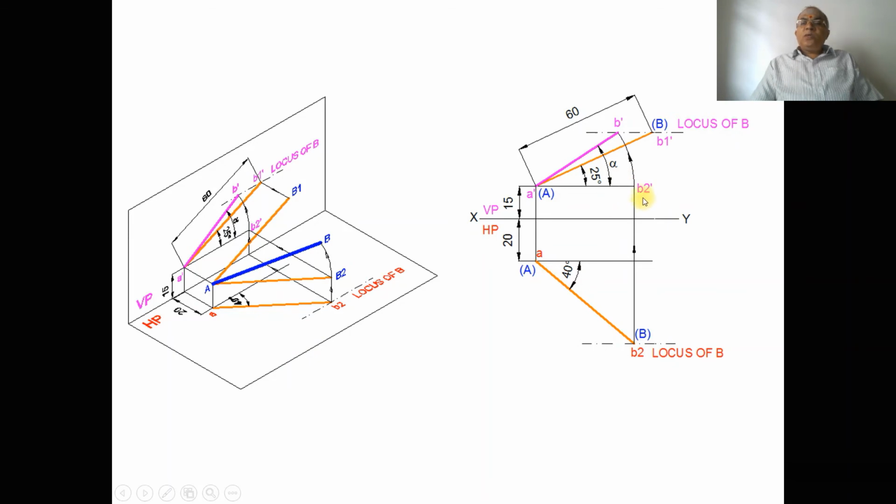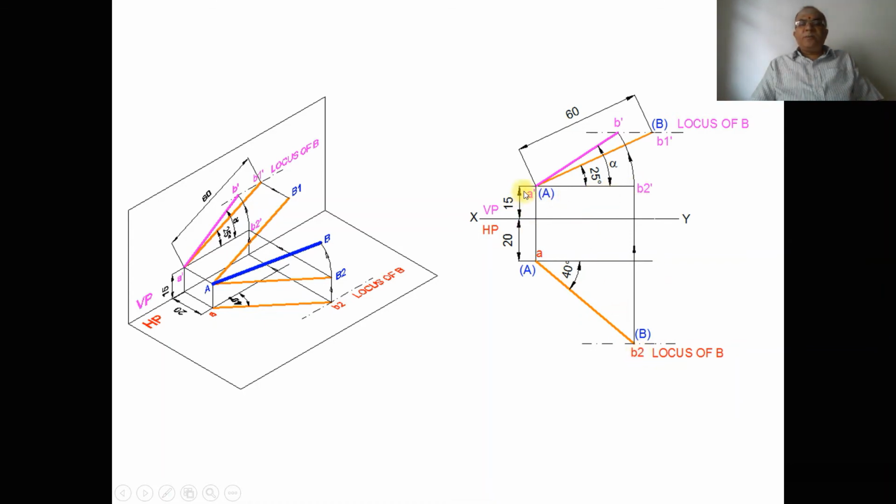So now we need to write the front view. To write the front view, we have to take the top view true length. Which is the top view true length? AB2 is the top view true length. So we have AB2, which is the top view true length. Now what is the front view of this AB2? The front view of this AB2 is A dash B2 dash.